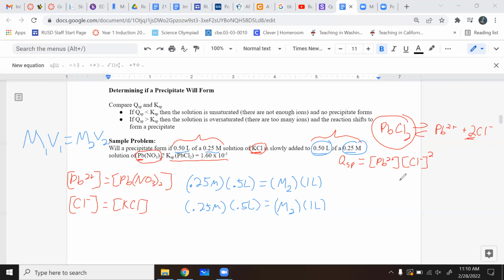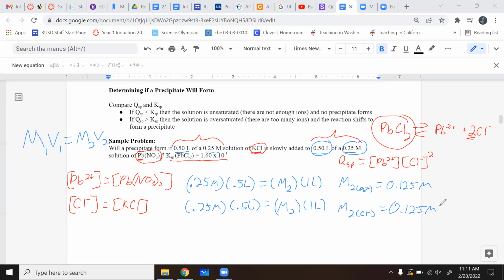Now, when we work this out and we solve for M2, we get M2 of our Pb2+ is equal to 0.125 molarity. And we get the exact same thing for our Cl. Why did we get the same thing? Because our initial additions were the same molarity and the same volume.